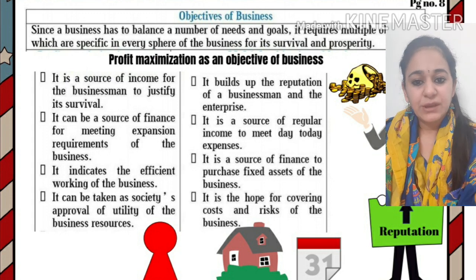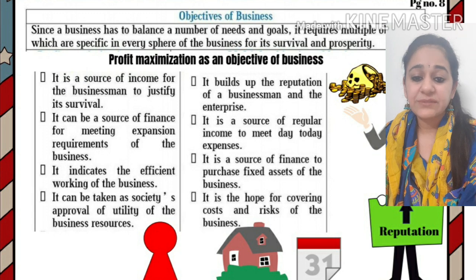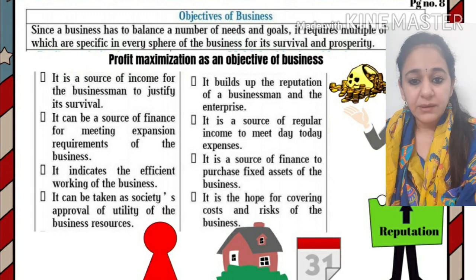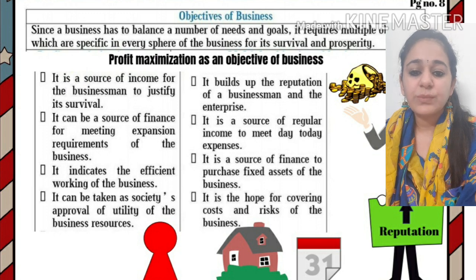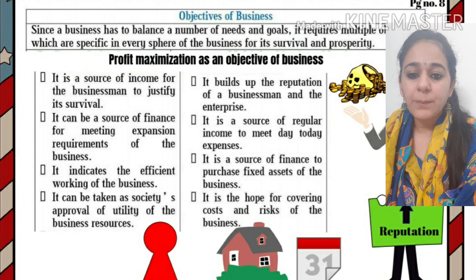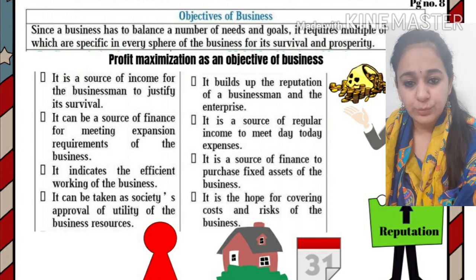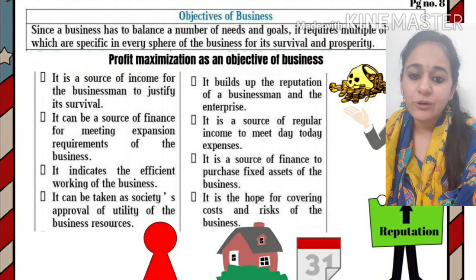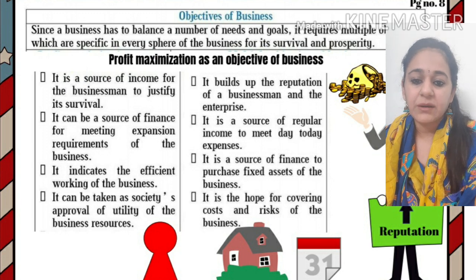Next point is profit as a source of income to justify survival. Survival means जिंदा रहना, right? Profit एक criteria है जिसके through business continuation में रहता है. जैसे जो आप आज income earn कर रहे हो, suppose you have earned 1000 rupees by selling all your cakes or pizzas or whatever the confectionery items are, right?